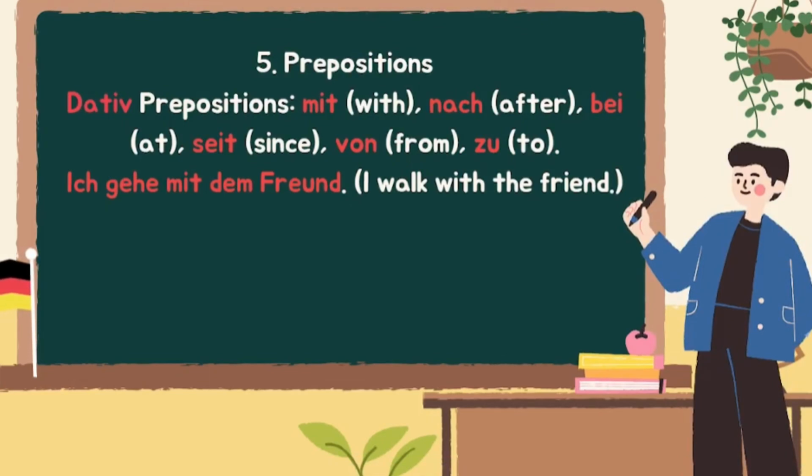Dative prepositions: mit means with, nach means after, bei means at, seit means since, von means from, zu means to. "Ich gehe mit dem Freund." I walk with the friend.